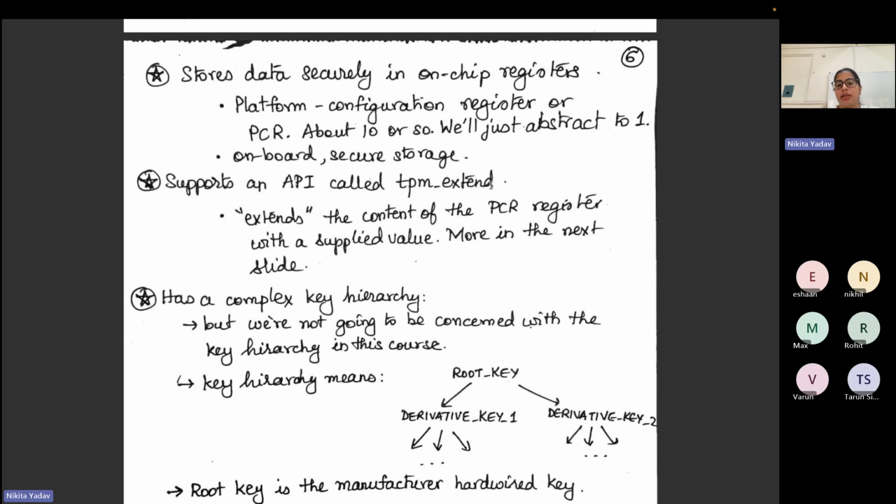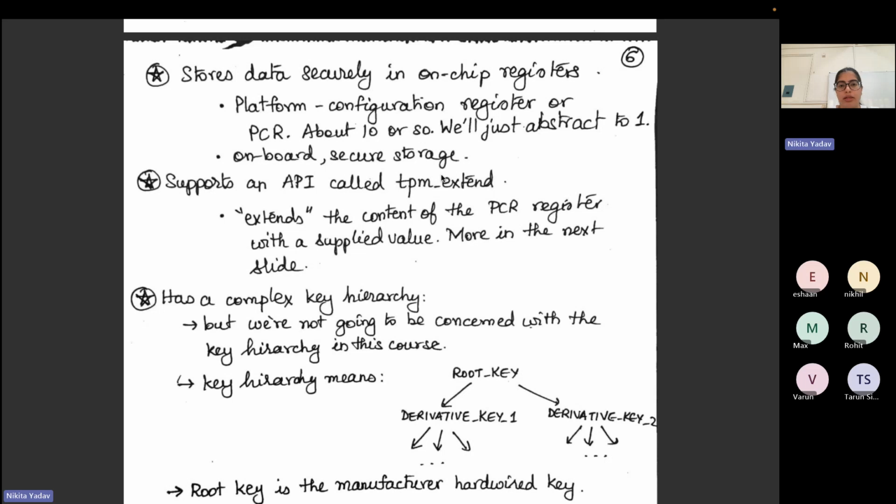This API is used by software such as the device driver talking to the TPM in your operating system. This API extends the content of the PCR register with the supplied value. So when you call the TPM with some value, say V, then it is going to extend the content of the PCR register, the original PCR register value, with the supplied value.